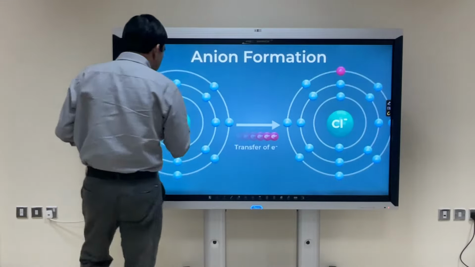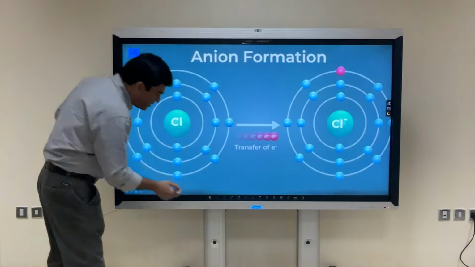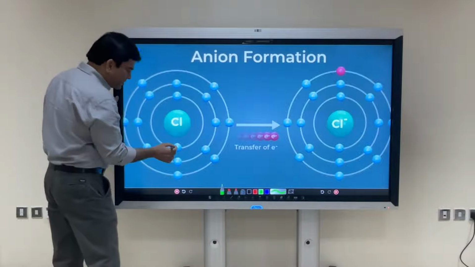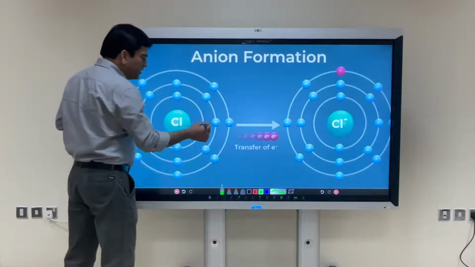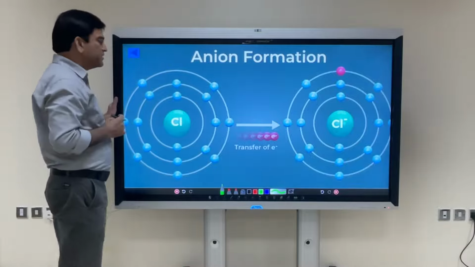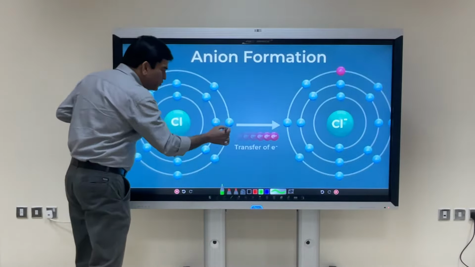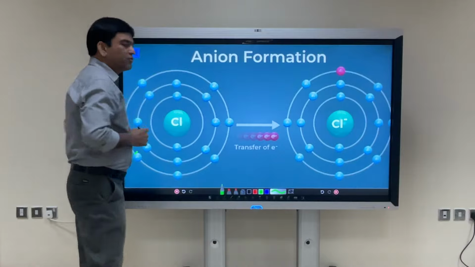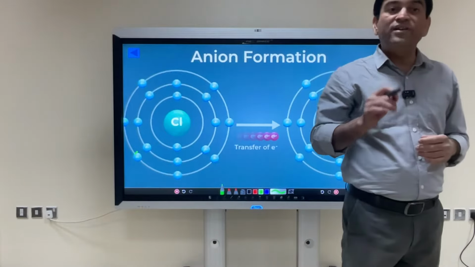So you can see it over here. The first shell, how many electrons are there? There are 2 electrons in the first shell. Then the second shell, you have 1, 2, 3, 4, 5, 6, 7, and 8 electrons in the second shell. And then in the third shell, you have 1, 2, 3, 4, 5, 6, 7 electrons. It needs 8 electrons in the last shell, but it has 7 electrons.